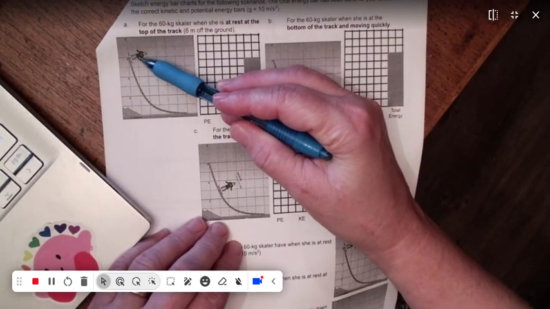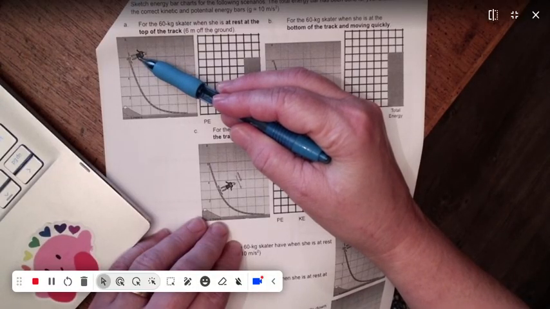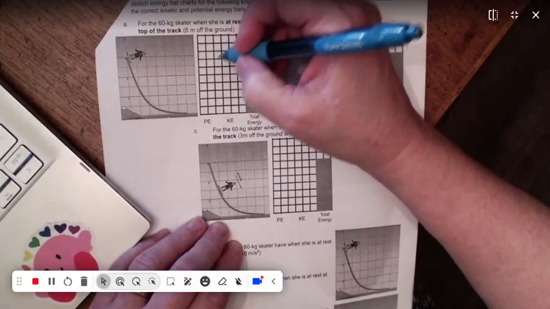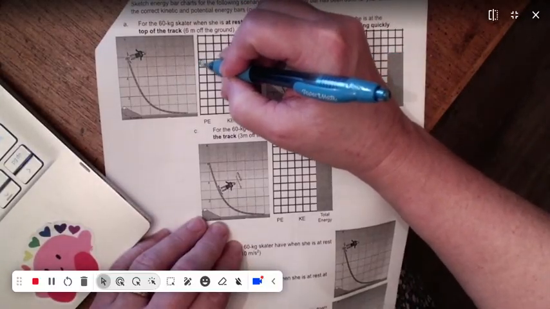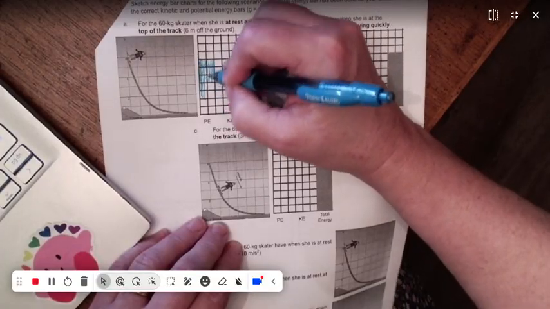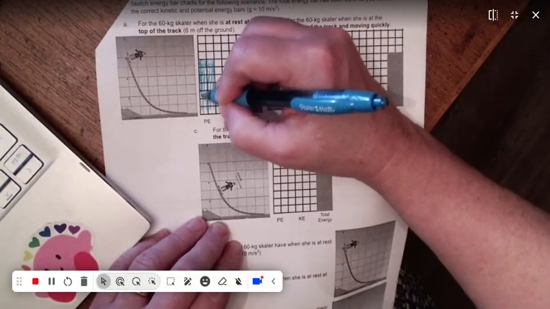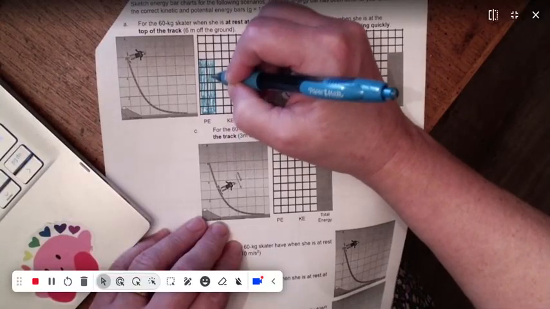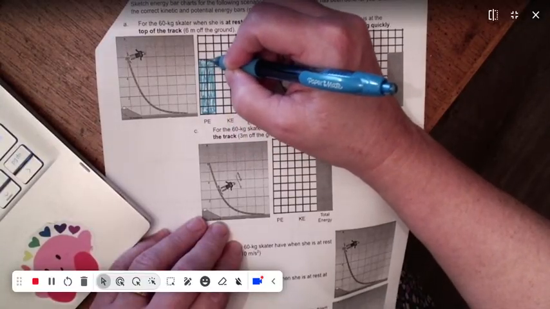Okay, so here she is at the top of the track. She's not moving, so she doesn't have any kinetic energy. All her energy is going to be potential. So I'm going to draw the same bar as my total bar in there, because all of her energy at that point is potential.